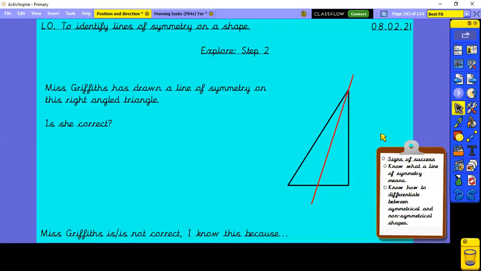Okay, so the answer to this question is that Miss Griffiths is not correct. And that is because a right angled triangle has 0 lines of symmetry. And if I was to do my line of symmetry through here, because it's not an equilateral triangle, this vertex here is higher than this one here, and therefore our folds would not be identical. So a right angled triangle has no lines of symmetry. So well done if you got that correct. And if you didn't, have a little look at the shape and think about how the folds would not be identical if we were to fold it in half.